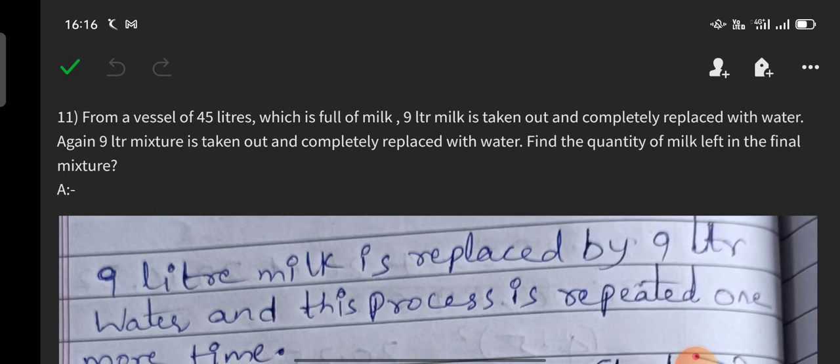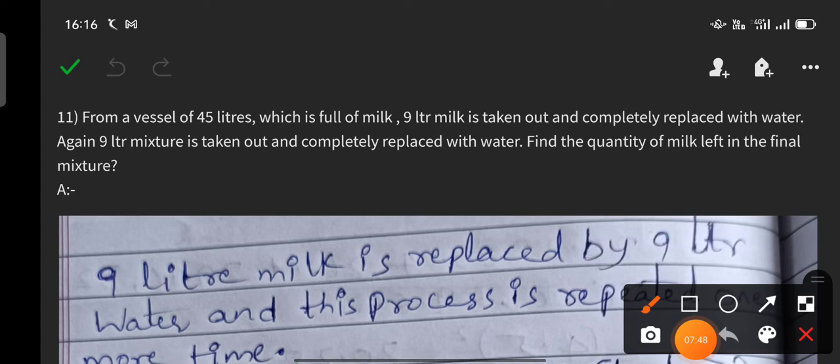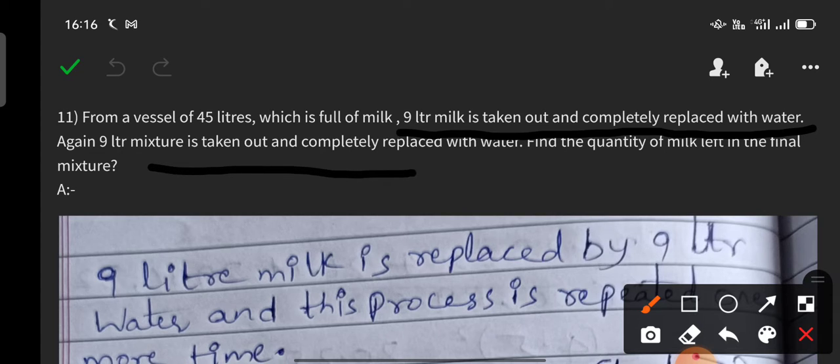11th question, from a vessel of 45 liters, 9 liter is taken, which is full of milk. 9 liter milk is taken out and completely replaced with water. Again 9 liter mixture is taken out and completely replaced with water. So 2 times it is taken out and replaced with water. Find the quantity of milk left in the final mixture.